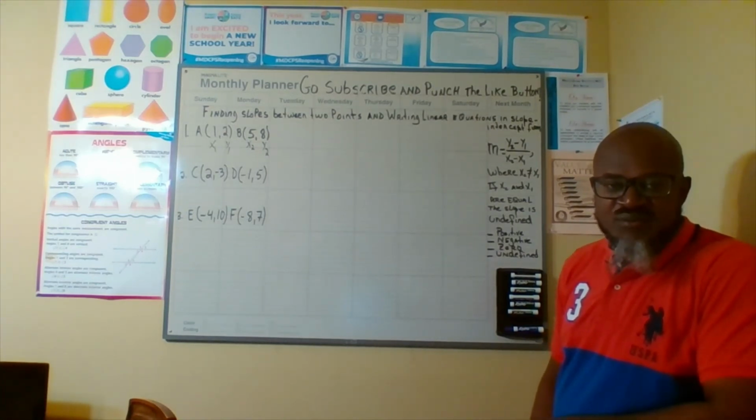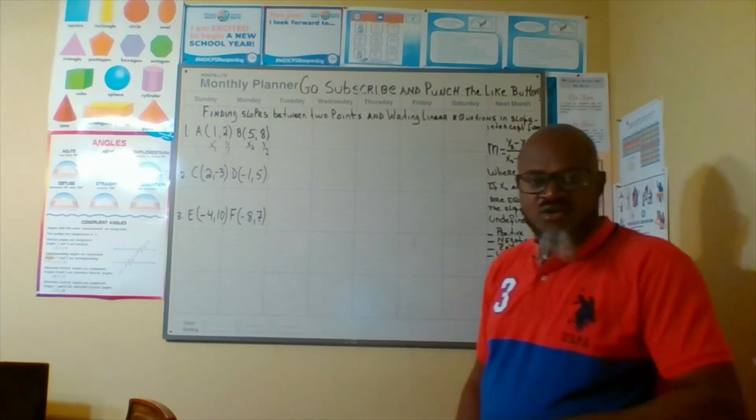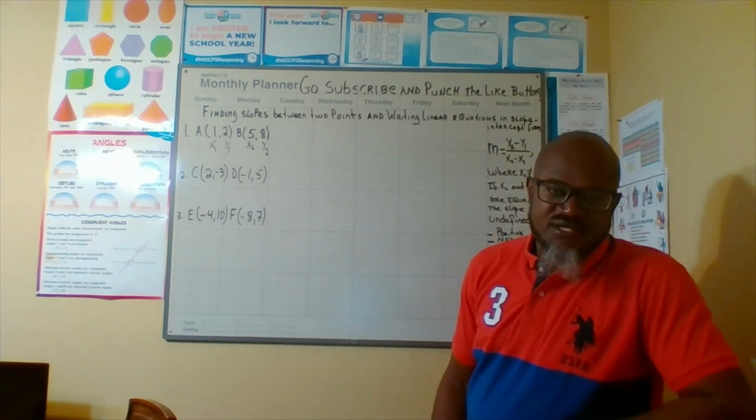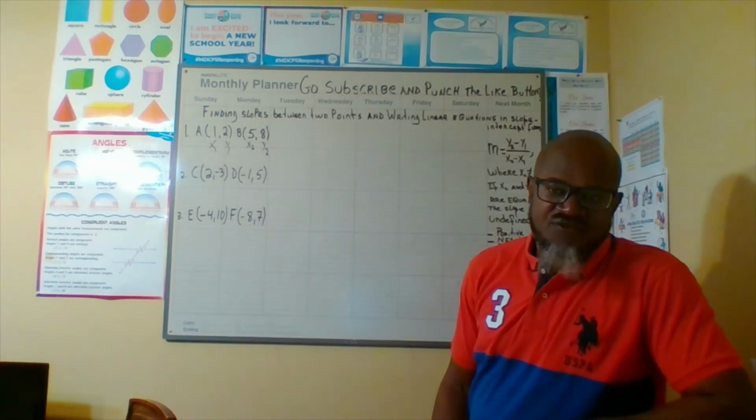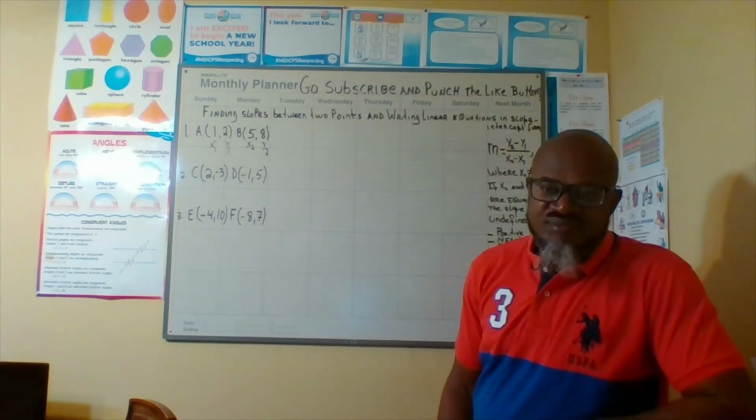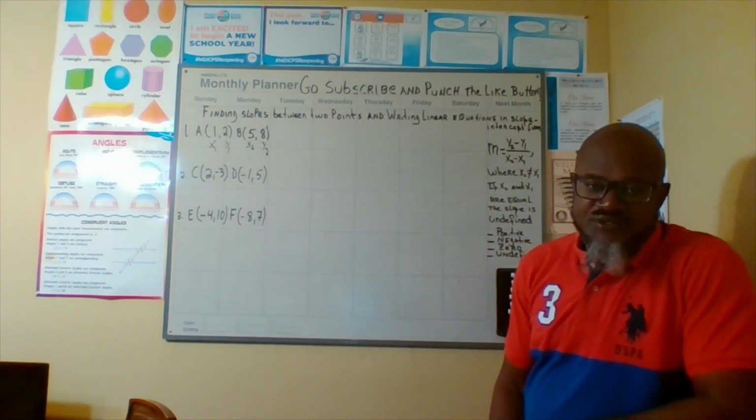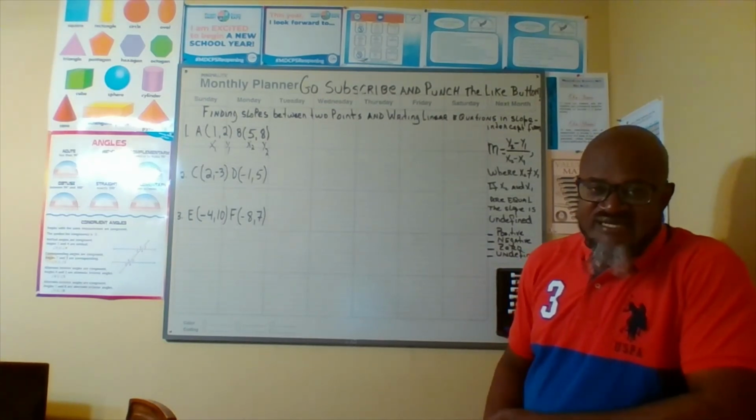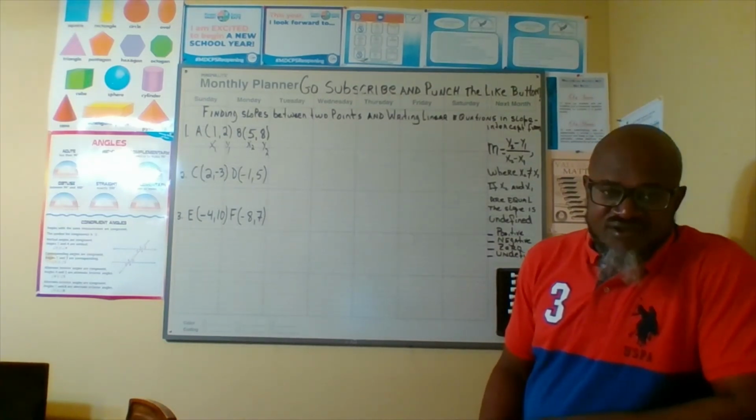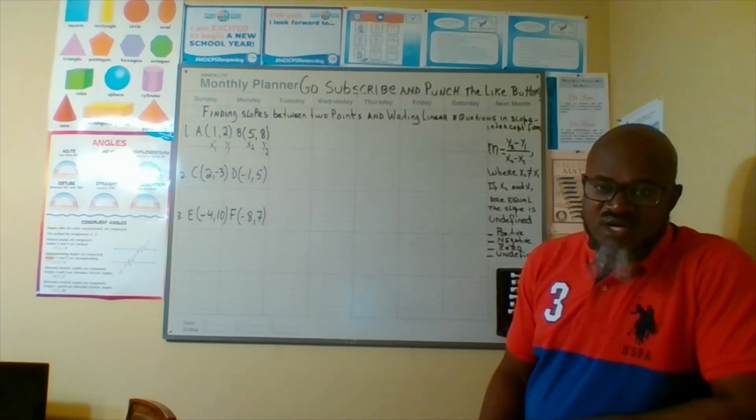And once you find the slope, then you can write your linear equation either in slope-intercept form or in standard form. The concept of slope: there are 4 things that can happen to your slope. Your slope can be either positive, negative, 0, or undefined.